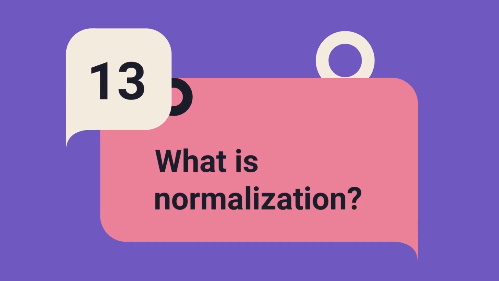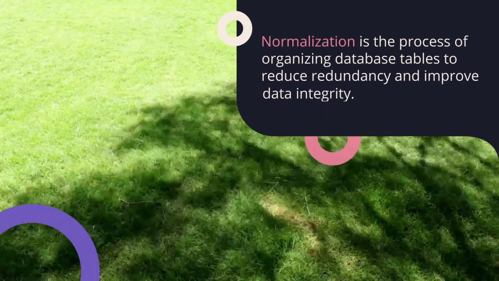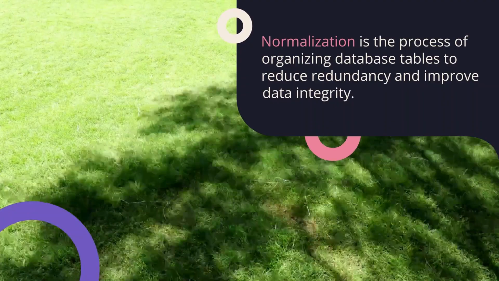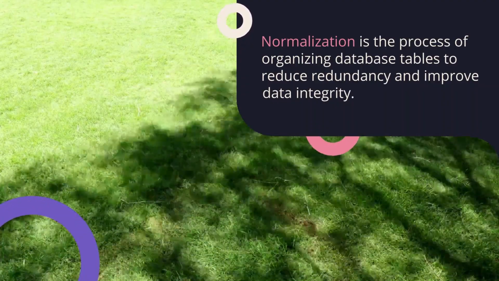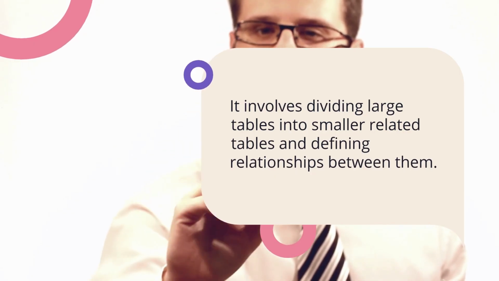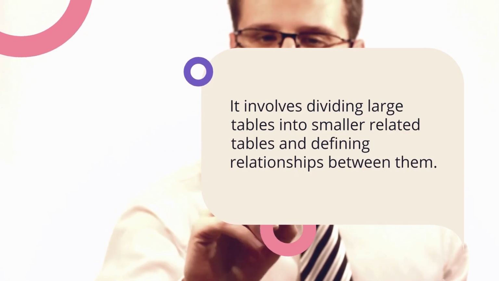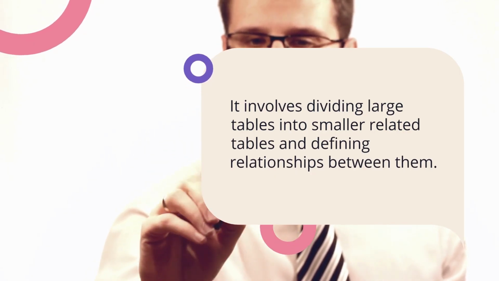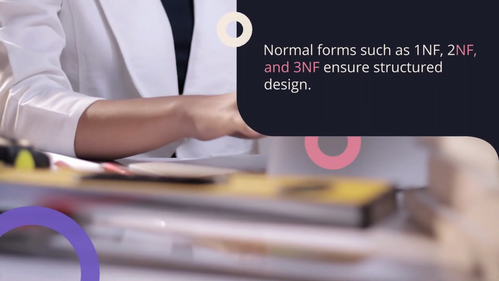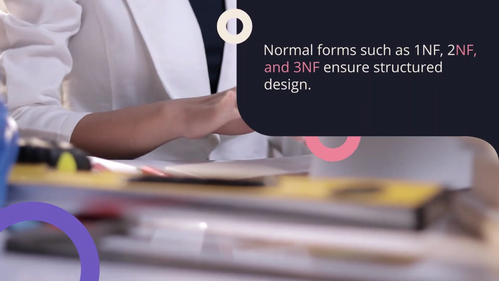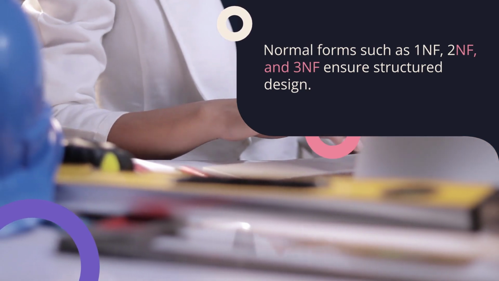13. What is normalization? Normalization is the process of organizing database tables to reduce redundancy and improve data integrity. It involves dividing large tables into smaller related tables and defining relationships between them. Normal forms, such as 1NF, 2NF, and 3NF, ensure structured design.